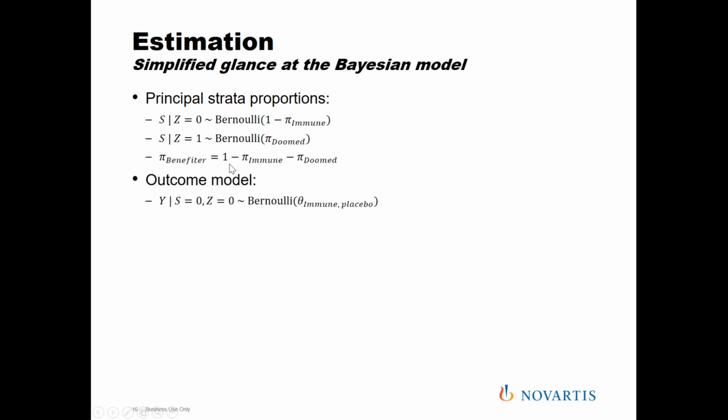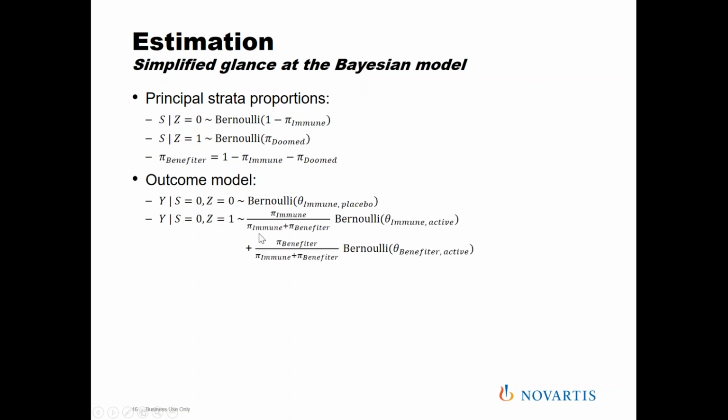For the outcome model, we know that the patients in the control arm that don't experience any symptoms are immune, so we can inform the parameter for placebo and immune patients simply by looking at the distribution of outcomes in this group of patients. The issue is on the active arm, S equaling 0 means you could be either a benefiter or an immune patient, which means that the natural way to model that data is to use a mixture of two Bernoulli distributions, with one parameter corresponding to the immune population for active treatment, and the other corresponding to the benefiter population in active treatment. And the mixture weights are just the corresponding conditional probabilities of falling into each of the two principal strata.